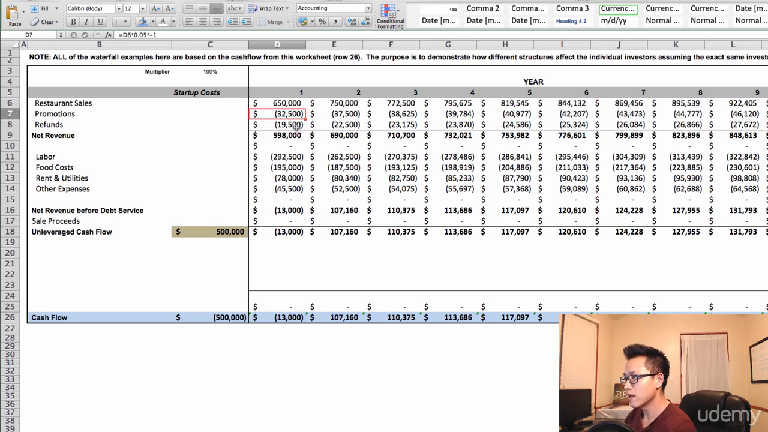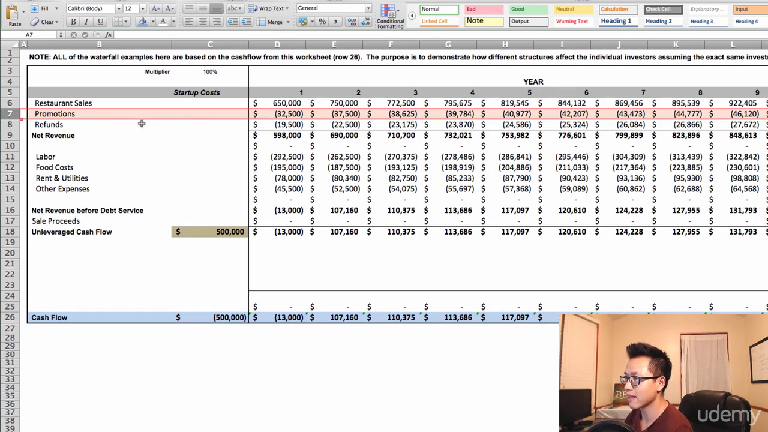Now, restaurants often run promotions and sometimes they might have refunds. So what I'm going to assume here for the promotions is that it spends about 5% of its budget every year running promotions. It could be coupons, it could be buy something get something half off kind of deal. It could be restaurant week, whatever promotions it's running, where it's taking some kind of a discount off of its menu pricing. All right, so that's what this line is.